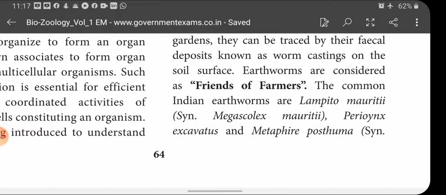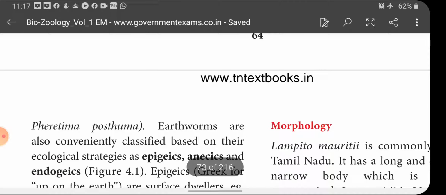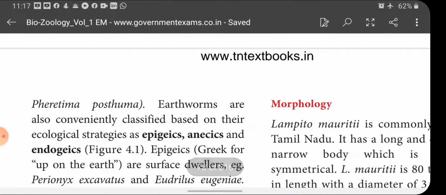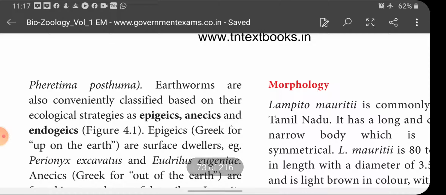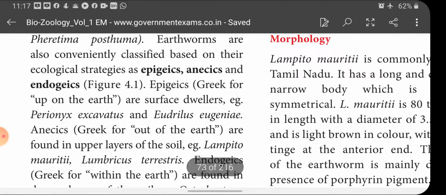The common Indian earthworms you will get as a 2-mark question: Lampito mauritii, Perionyx excavatus and Metaphire posthuma are some of the common earthworms we can see. Earthworms are also conveniently classified based on their ecological strategies as epigeic, anecic and endogeic. So, classify earthworms based on their ecological strategies. Okay, one is epigeic, anecic and endogeic.